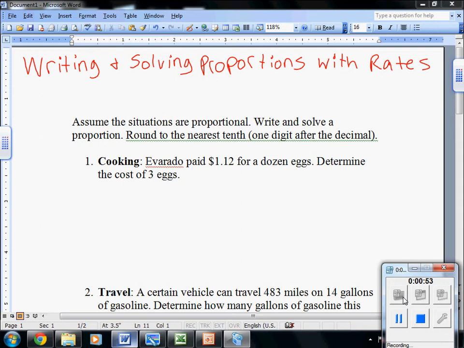But what's going to happen though is, what if you didn't know how to write that proportion to begin with for yourself? What if it was a word problem, such as the few we're going to do? We're going to go through some examples, and we're going to work them through and see if we can write our own proportion and then solve it.